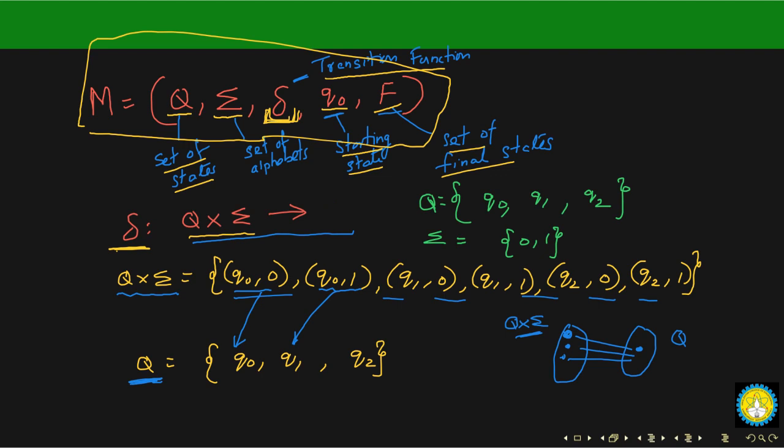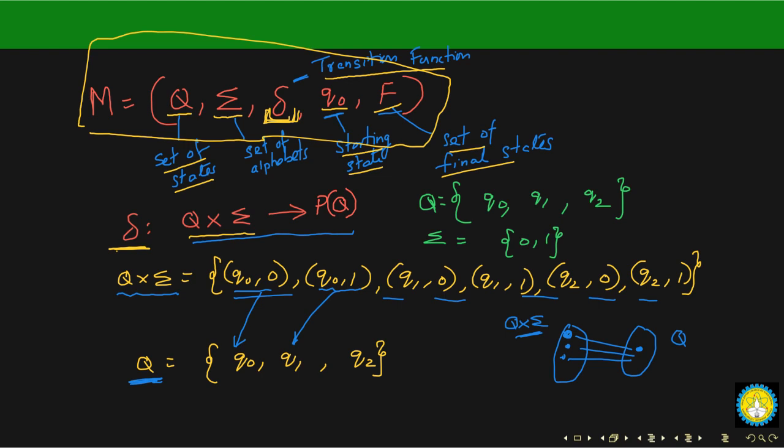So let me express the power set of Q as P of Q. I will also explain what you mean by the power set of Q. The power set of Q is actually the set of all the subsets of Q. Do you know what the set is here? What is the set of all the states that's represented as Q?